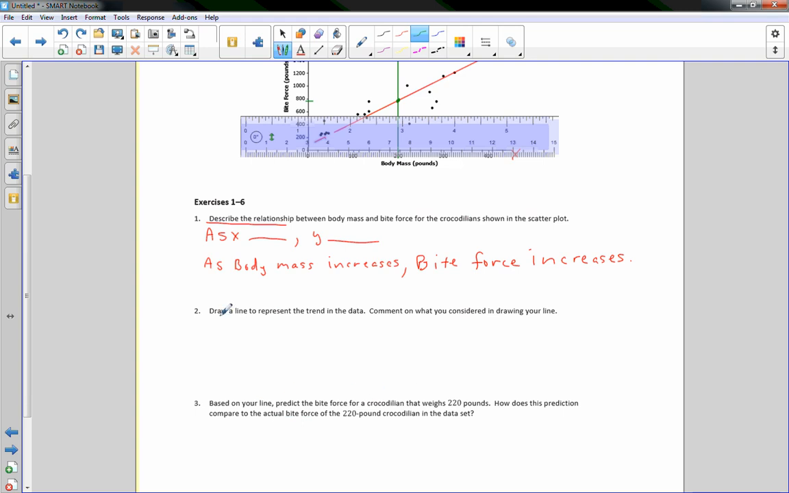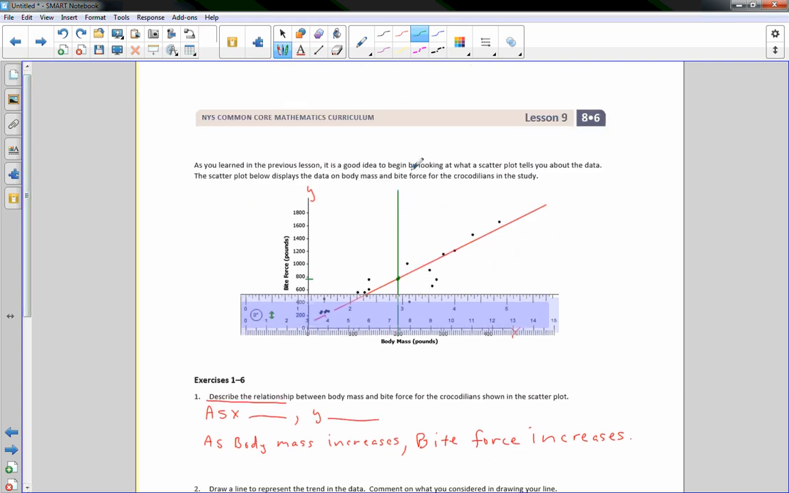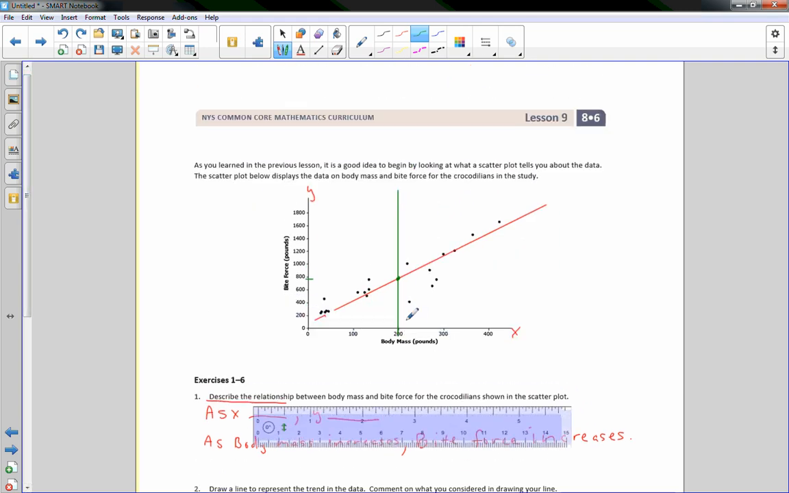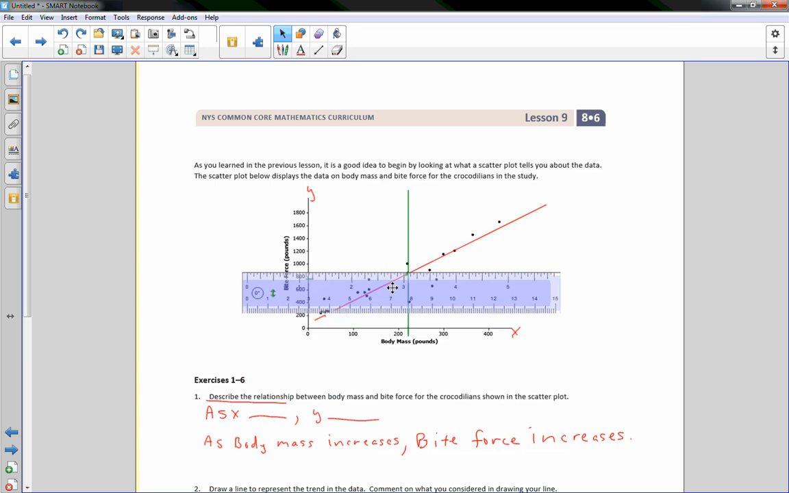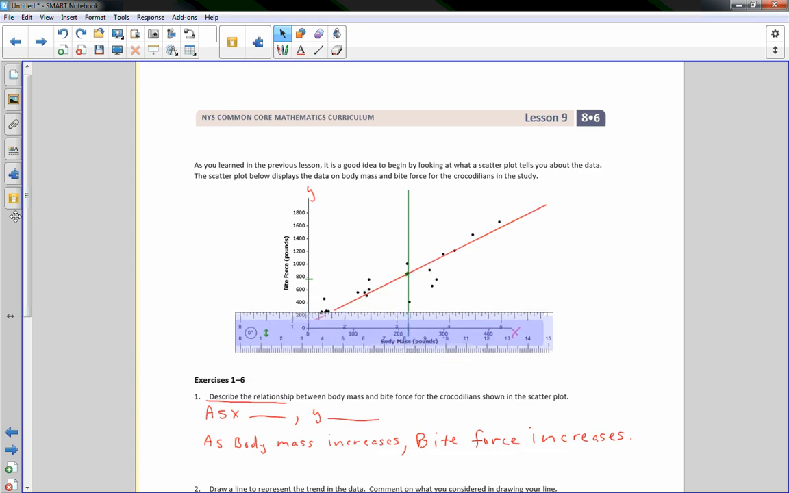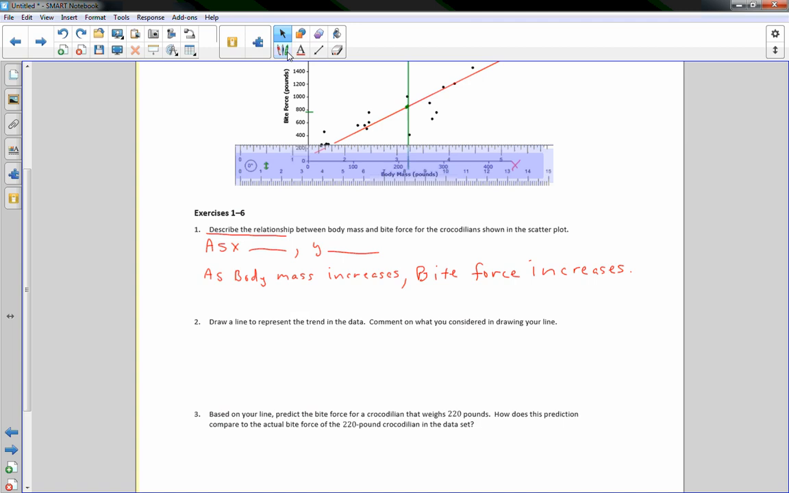predict a bite force for 220 pounds, not 200 pounds. So where's 220? Well, here's 300, 250, 220 might be a little bit more to the right here. This is 200, so 220, 1/5 of the way, might be right about here. So in other words, then we're moving this point to here, and now it's a little bit heavier. So if I move this up here, I'm a little over 800, let's say 820 pounds or something like that.